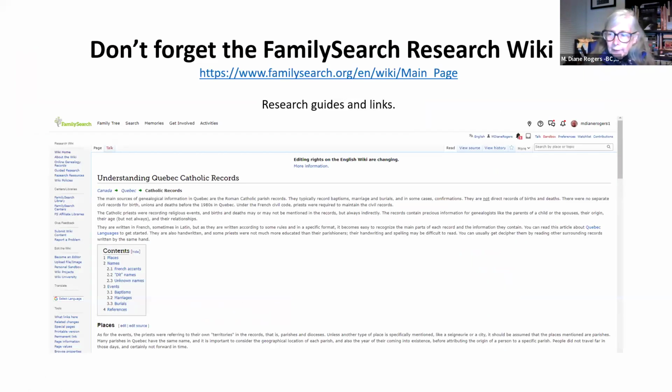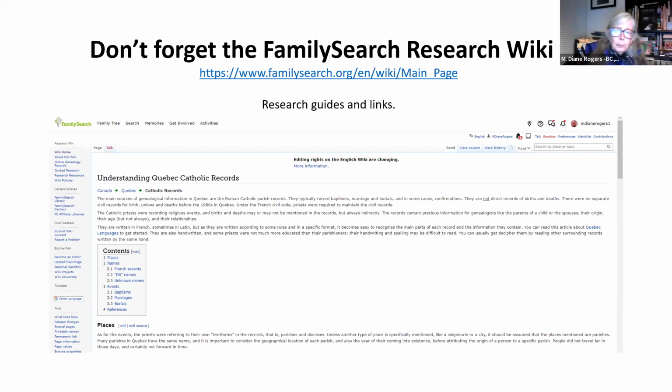Now, the next website that I think is really important, of course, is the Family Search Research Wiki. You can use the wiki without even signing into Family Search. I don't suggest you do that because there's loads of stuff there, including original copies of original documents that you don't want to miss. But what's important about the wiki is that it includes this kind of information. I've just used this as an example, really. Understanding Quebec Catholic records.